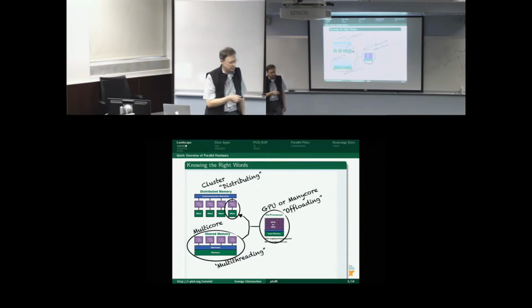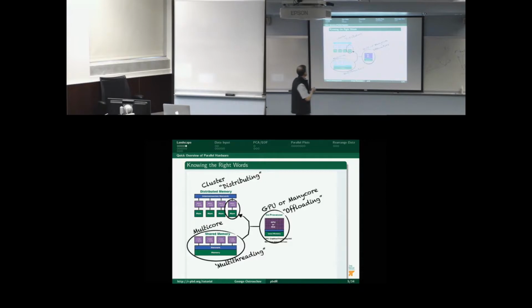Some of the words that people use: if you're working on a cluster, you're distributing your work. If you're working on a multi-core processor, you're multi-threading. If you're putting things on a GPU, you're usually offloading. And here, actually, you're offloading literally: you have to copy some things from your memory to the memory of the coprocessor. So in order to use this, you pay the additional cost of moving your data from the multi-core memory to the coprocessor memory.